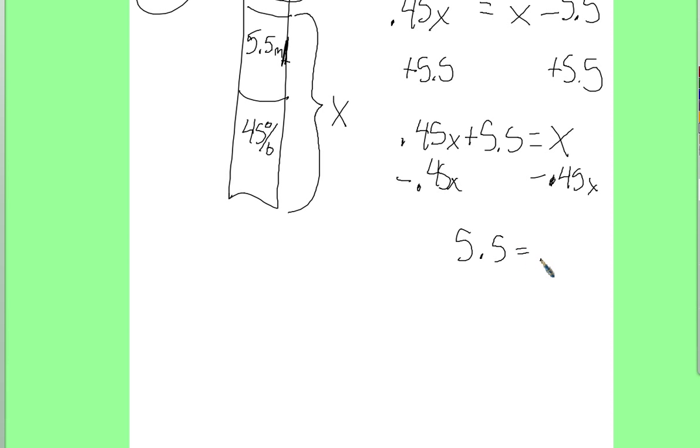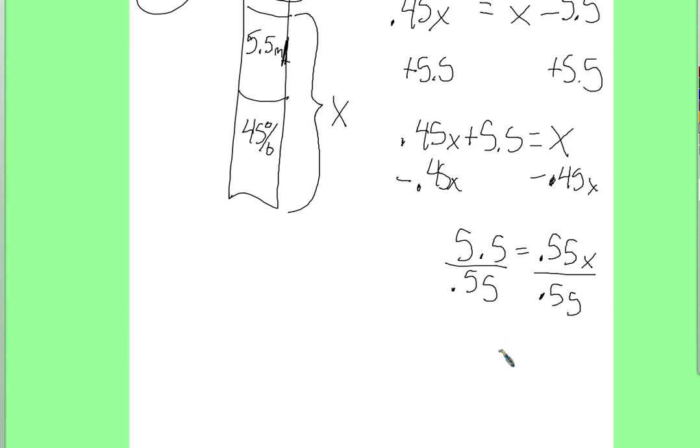is 0.55x. Divided by 0.55. Okay, we've been doing this a while. I think once we get to number times x equals a number, it should just be second nature to do what at that point? Once you have number times x equals number, you just kind of instinctively, reflexively do what? Divide. Divide by 0.55, whatever is being multiplied by x.